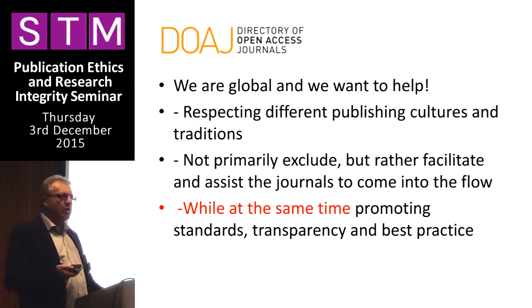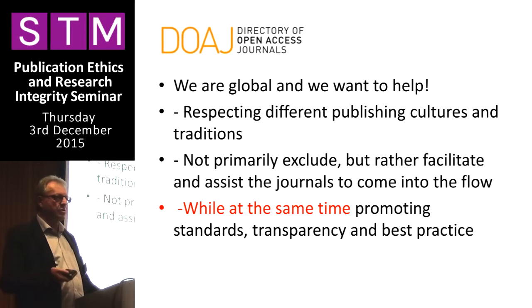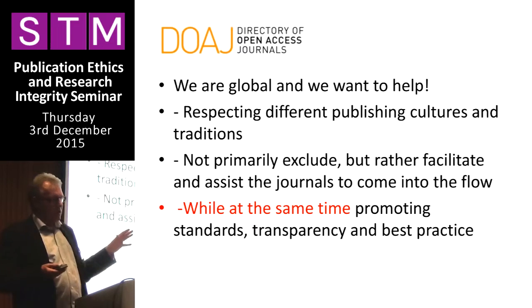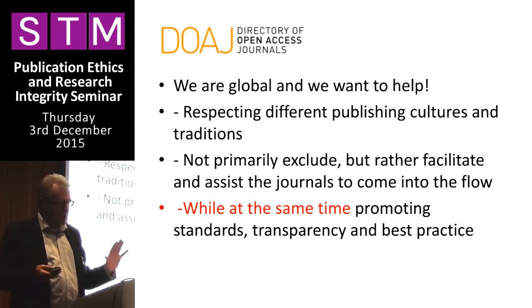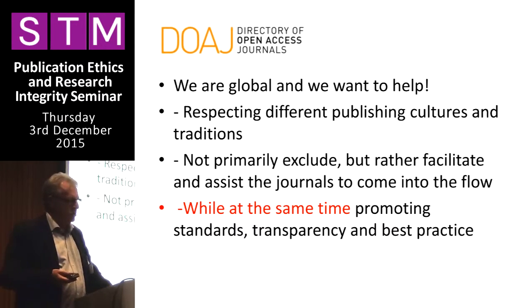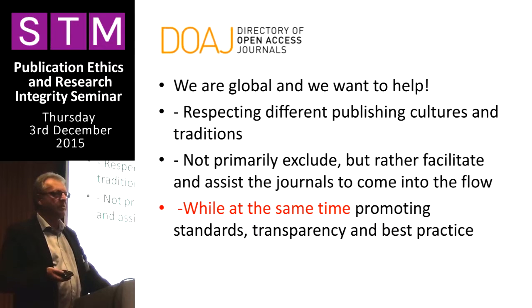So we are global and we want to help. We have to respect different publishing cultures and traditions, and not primarily exclude, but rather facilitate and assist journals to come into the flow. These new criteria, launched 1.5 years ago, mean first of all that all new applications should pass them. During those 18 months, we have received 6,000 applications. We have rejected right away, or more or less right away, 50%. We have accepted 25%, which is 1,500, and 1,500 are in process. This is a huge task. You might say 1,500 in the course of 1.5 years.